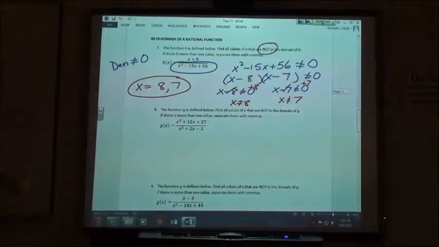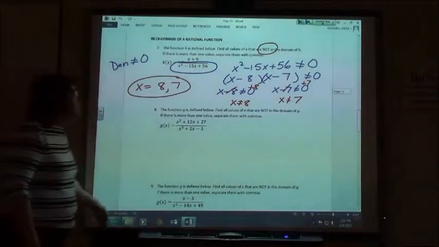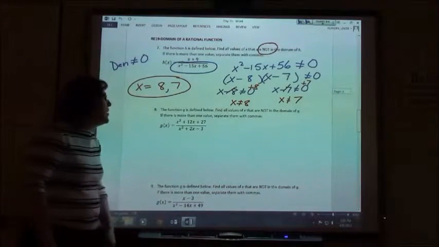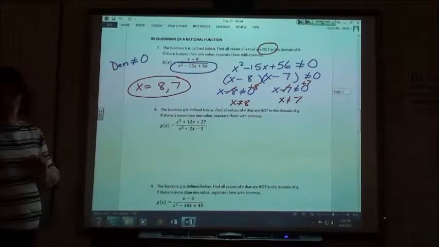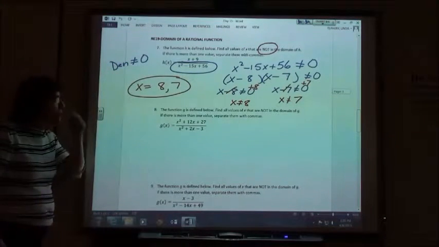So, function g is defined below. Find the values that are not in the domain of g. If there's more than one value, separate them with a comma. So again, we go back to the fact that the denominator of my fraction can't equal 0. What's in the denominator?